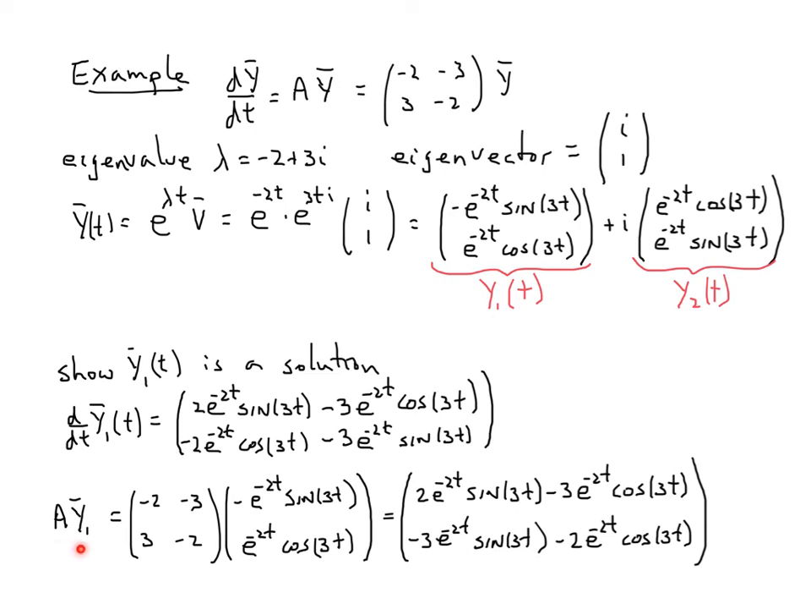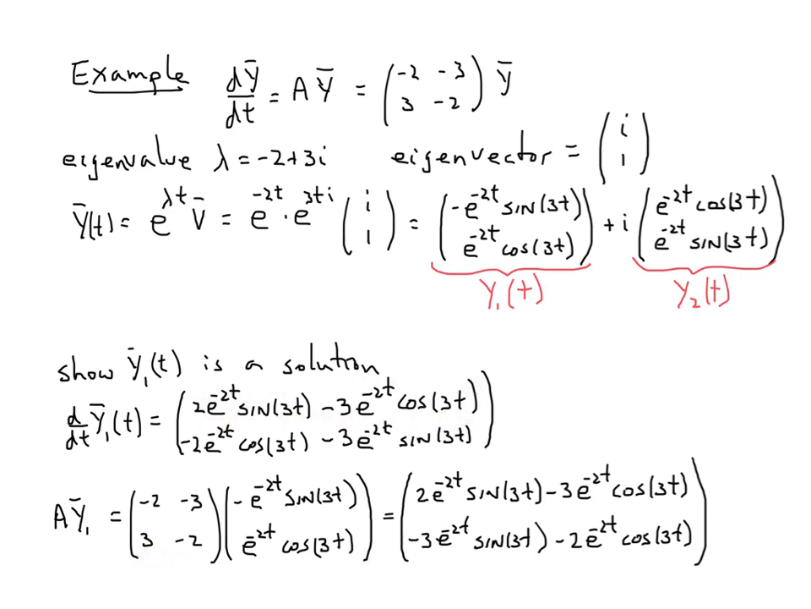What's A times y1? Well, A is minus 2, minus 3, 3, minus 2. Here is y1 written out again. I take a row times this column. The minus 2 multiplies the minus here to give me a positive 2 e to the minus 2t sine 3t. The minus 3 multiplies this term to give me a minus 3 e to the minus 2t cosine 3t. And we see that's exactly what we have here.